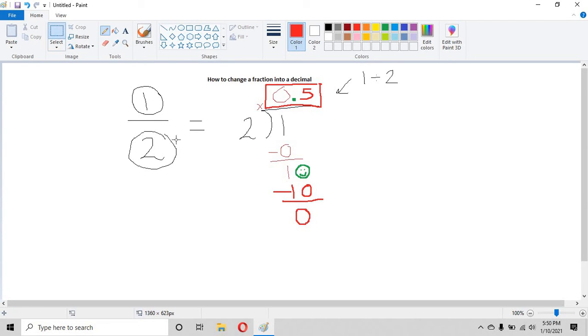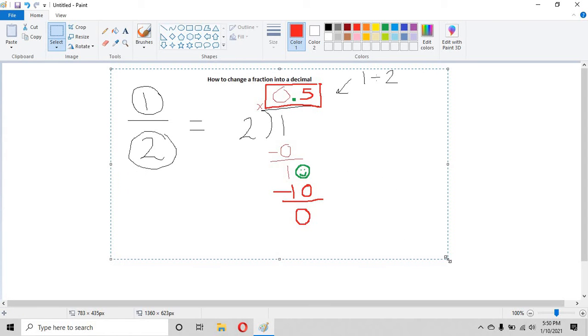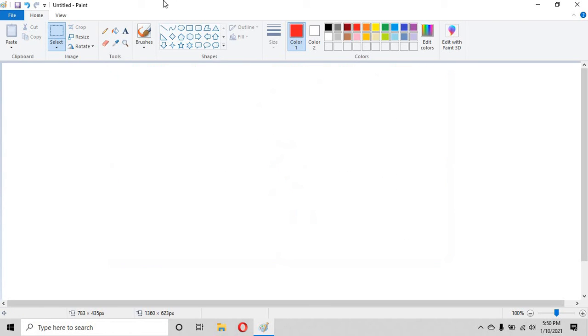Let me show you other interesting examples here. Let me delete all this stuff here. Delete. Boom. There we go. Let's try another one. Something a little bit more challenging. How about 4 over 7, for example? I would like to turn this into a decimal. How do I do that?